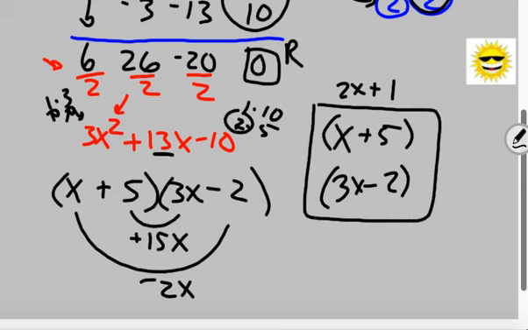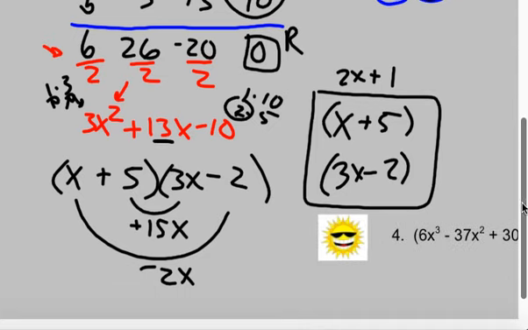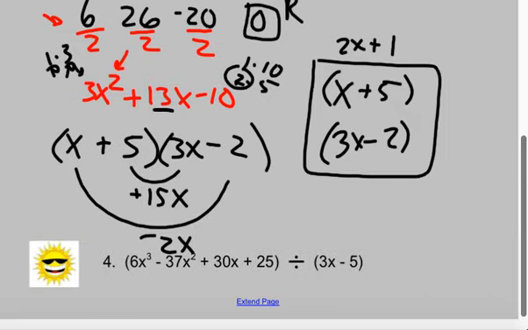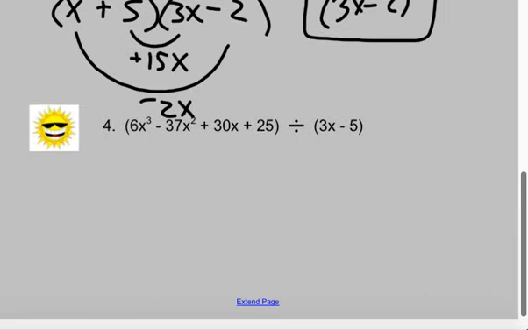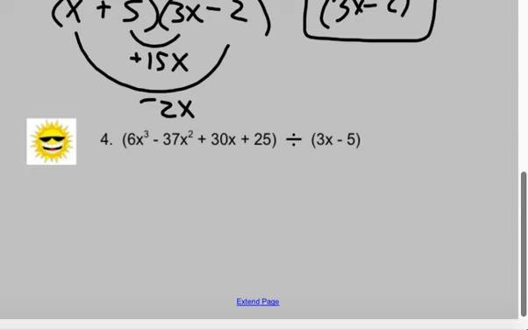Same thing over and over again. I think I'm going to have you guys try. Just try it. See what we're doing here. Number 4. I'll go ahead and let you try it. See how you do. Maybe you may get it right. Maybe you don't. But hit pause and try it.